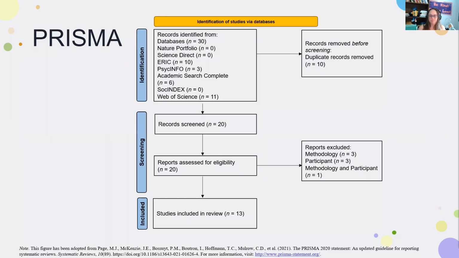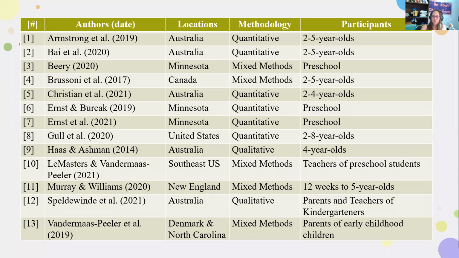Looking at the PRISMA, you can see where I have the identification section, which were the databases, the 30 that we talked about, and then the 10 that were removed for duplicates. Then during the screening process, there were the 20 that were screened for the methodology and the participants, and then included in the review were 13. These are the 13 articles that I used in the systematic literature review. You can see the methodologies are listed, the participants, as well as the location of the research.